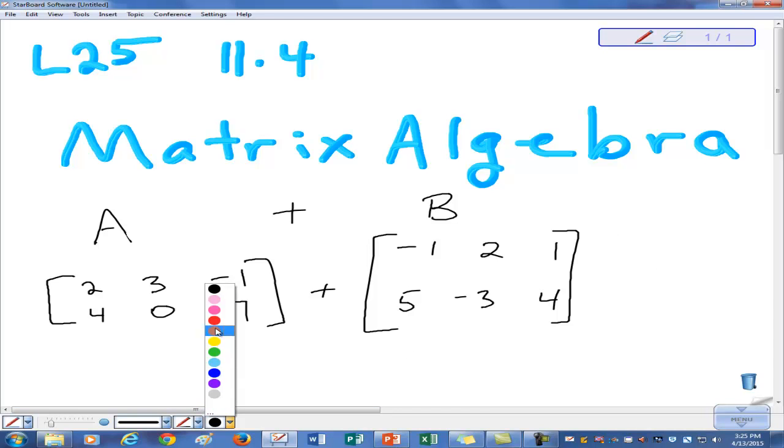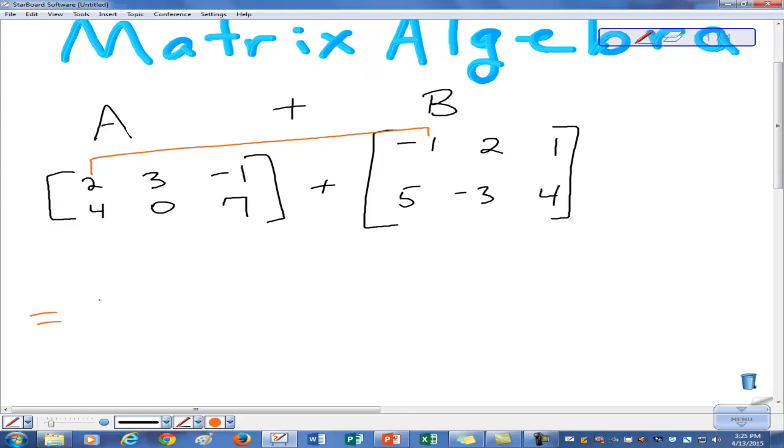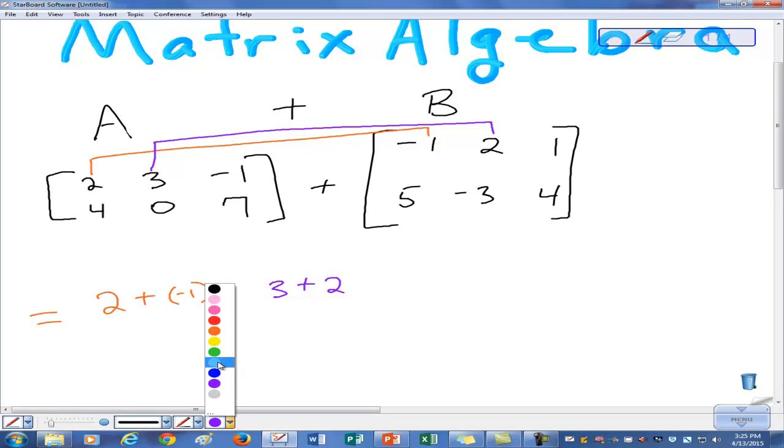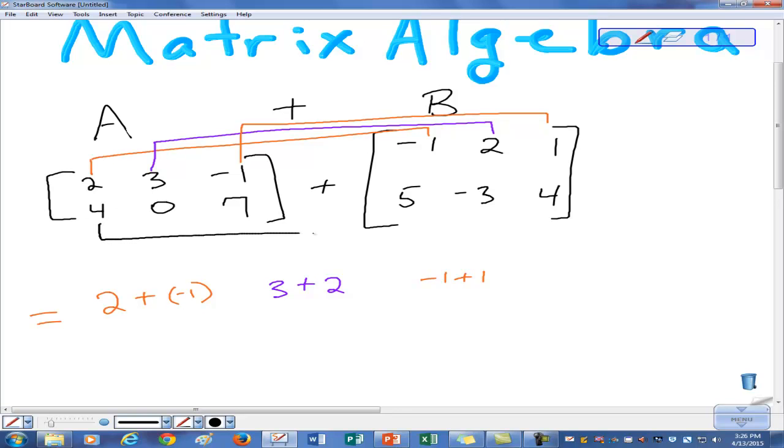So what we're going to do here is we take the first row, first column, and we're going to add that to the first row, first column for matrix B. So that's going to be 2 plus -1. And then we're going to take first row, second column, and we're going to add that to the first row, second column. So that'll be 3 plus 2. And then we're going to take the first row, third column, and we're going to add that to the first row, third column, and that's going to be -1 plus 1. And now we're going to take the second row, first column, and we're going to add that to second row, first column. So this is going to be 4 plus 5.